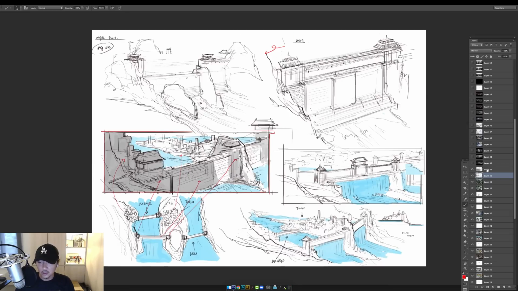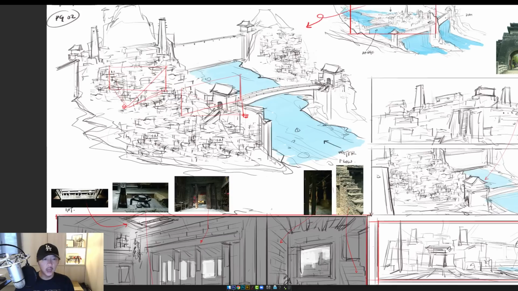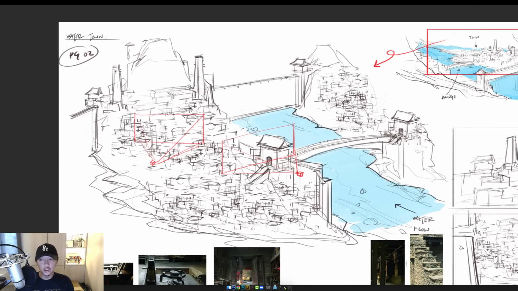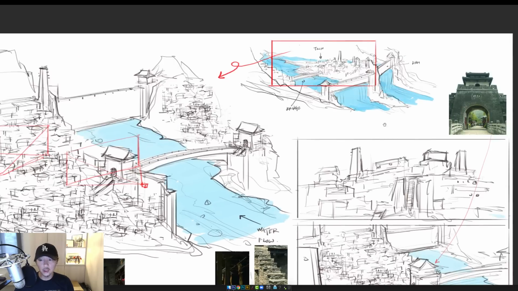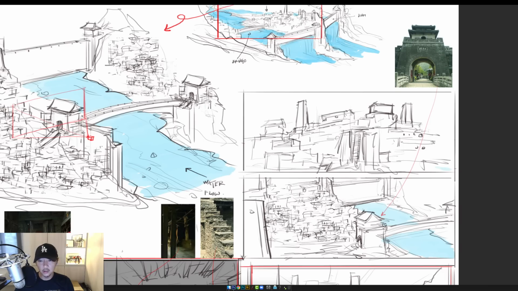I have one more sketch of the interior, a different angle of this town. You can see here's the single bridge leading in. We have a couple of entrances, traditional Chinese castle-style entrances. You have the main town here, a mountain, the dam itself, and possible camera angles I'll be using to do these shots. And some references to show my designers.